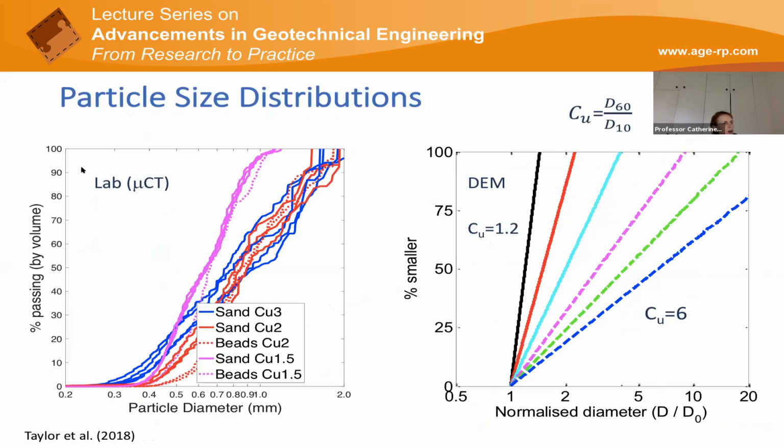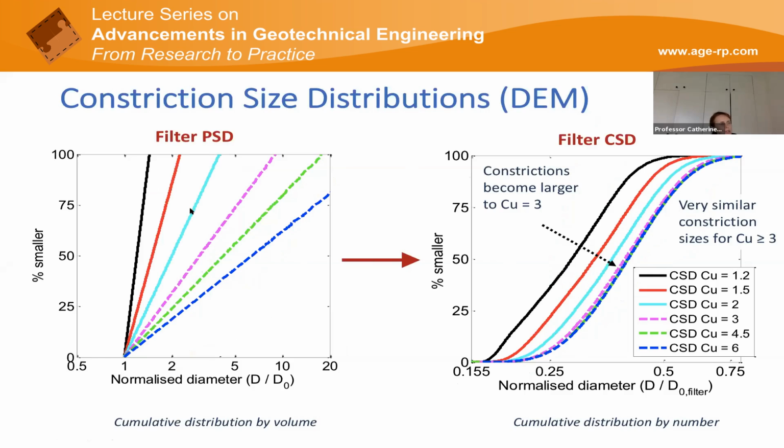So then we have our particle size distributions that we considered in microCT, our particle size distributions that we considered in DEM. And we have an ability to go from looking at these particle size distributions of what we can consider to be modeled filters to a constriction size distribution. And these are data for the DEM sample. So we have our range of particle size distributions in the filter, normalized by the smallest diameter. And here are the range of constriction sizes in our sample, again, normalized by the smallest diameter in the filter.